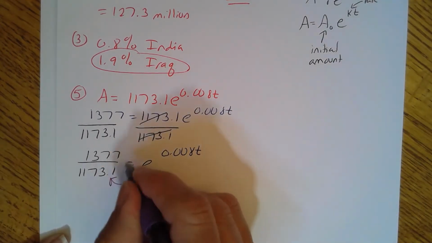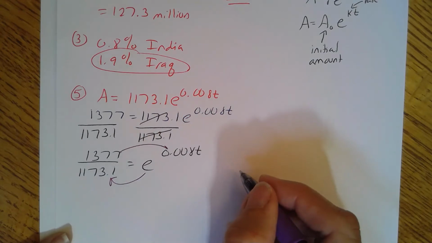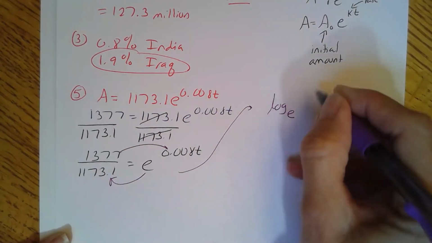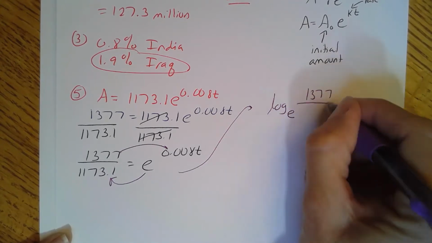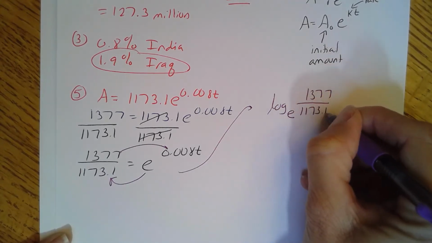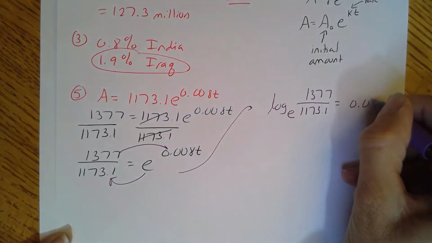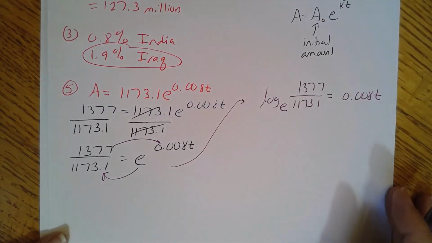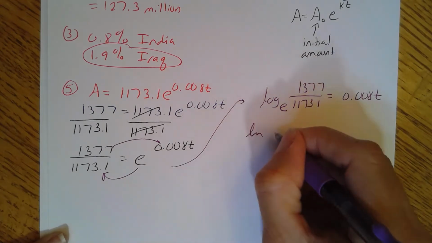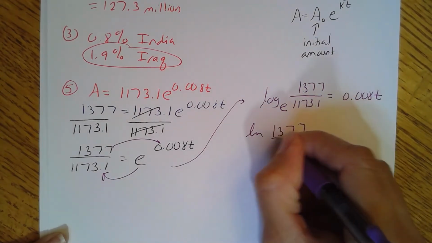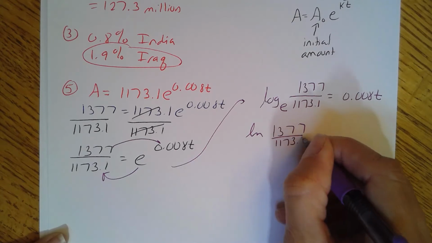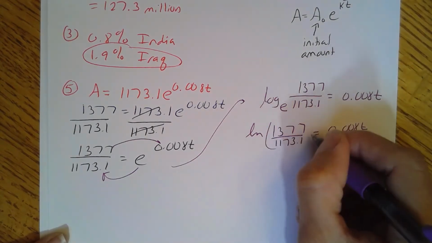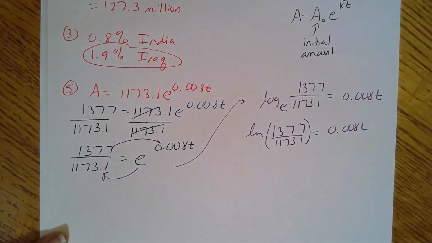So log base e of that fraction equals the exponent, 0.008t. Now we don't call it log base e. We know log base e is natural log, so it's the natural log of 1377 divided by 1173.1 equals 0.008t. So remember, you're doing the log of that fraction.